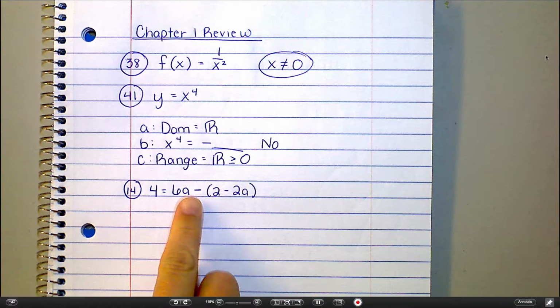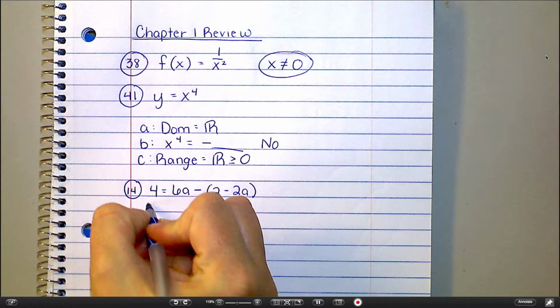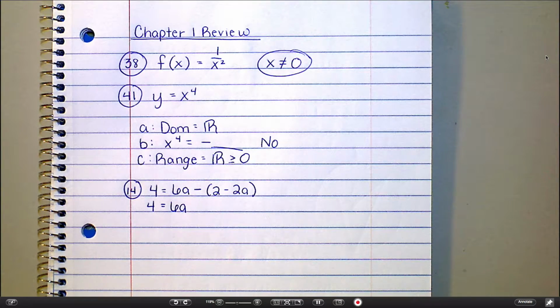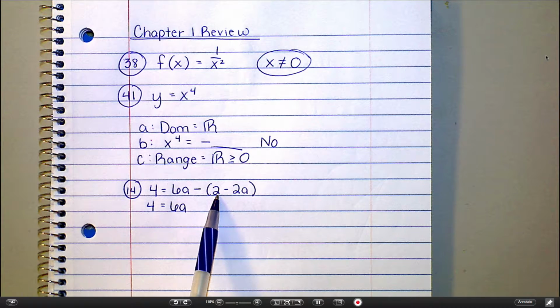Okay, what that minus out there is really saying is everything in the parentheses needs to be subtracted, okay? Which is really the same thing as turning everything in the parentheses negative. So I'm going to have 4 equals 6a. This part stays exactly the same. And then this negative sign is going to make that 2 turn into a what?